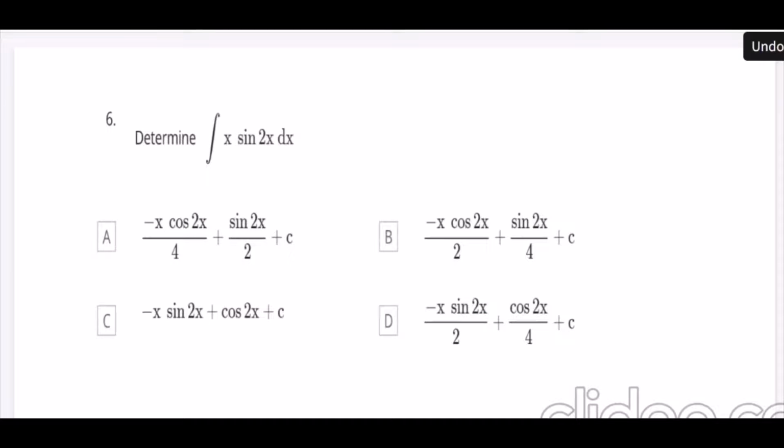Determine the indefinite integral of x sine 2x dx. I'm going to use the integration by parts formula to solve this question. First, I have to determine u and dv. So the first one is going to be u, then the rest is going to be dv.